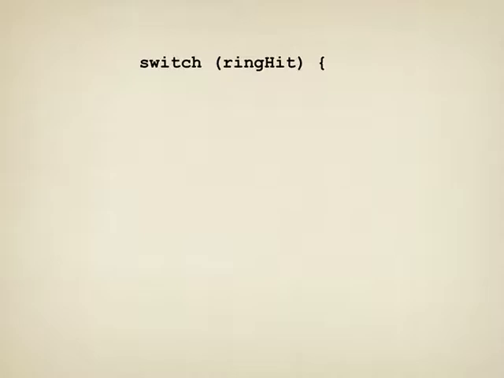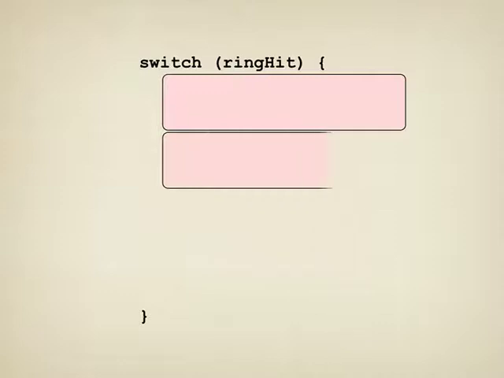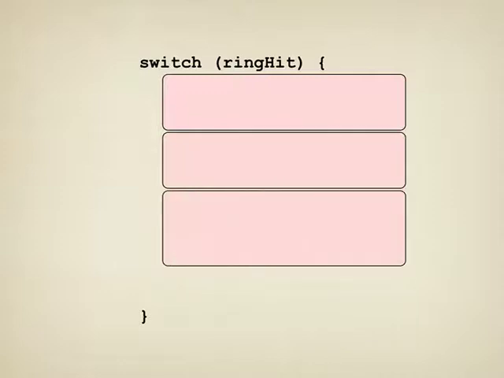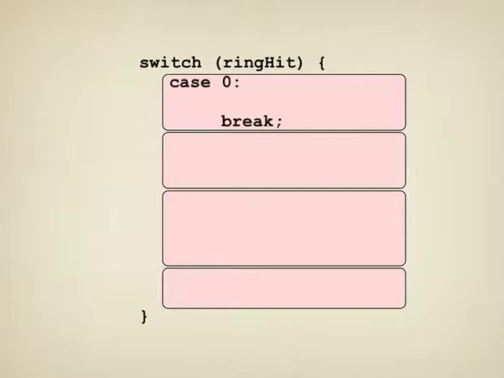Then we have an open curly brace, and at the bottom, a closed curly brace. Inside, we will put our clauses. Something we'll do if ring hit is 0, something we'll do if ring hit is 1, something we'll do if ring hit is 2, and the thing we'll do if ring hit is not any of those. How do we identify which of these is which? We use the word case. So to tell processing, here's the code that you execute if ring hit has the value 0, we write case 0, colon.